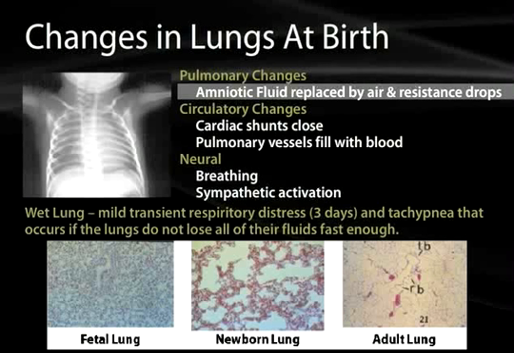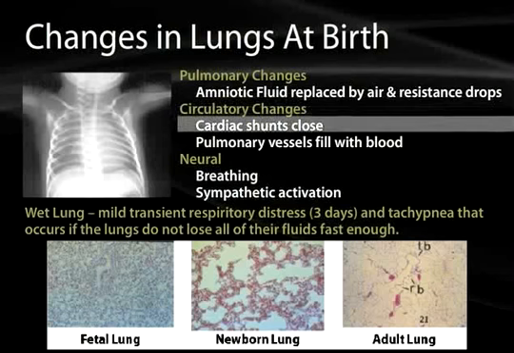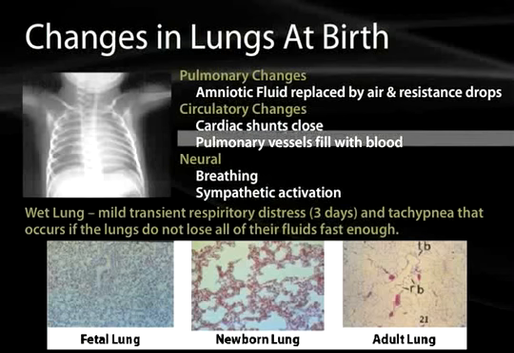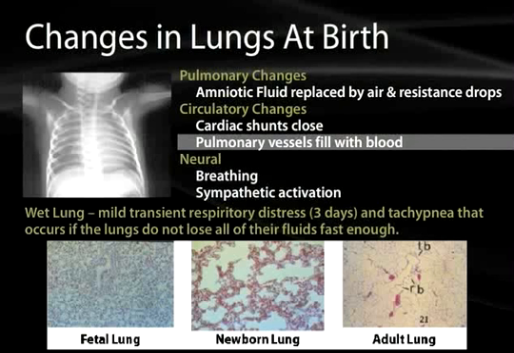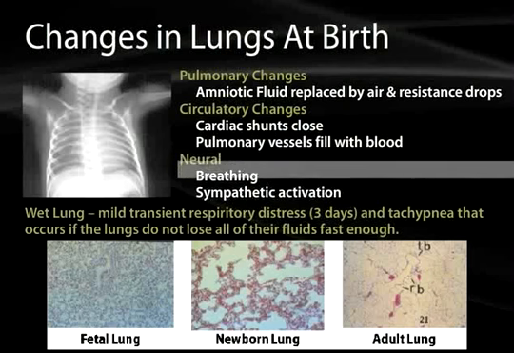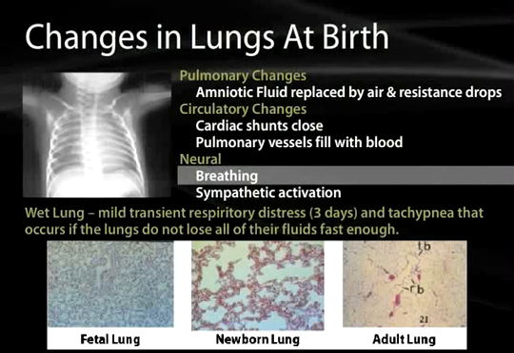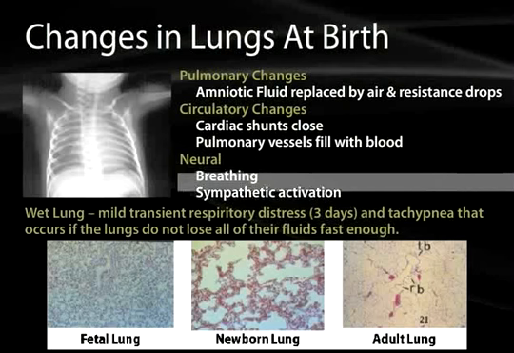Here you can see a couple examples of some of the pulmonary changes that will occur. So you're going to move from amniotic fluid that's going to be replaced by air, which is going to change the resistance in the lungs. Pushing against fluid is much harder than pushing against air, and this is going to change the pressures in the cardiac system as well. The cardiac shunts are going to start to close, and then the pulmonary vessels will start to fill with blood because the amniotic oxygenation pathway is going to be closed down.